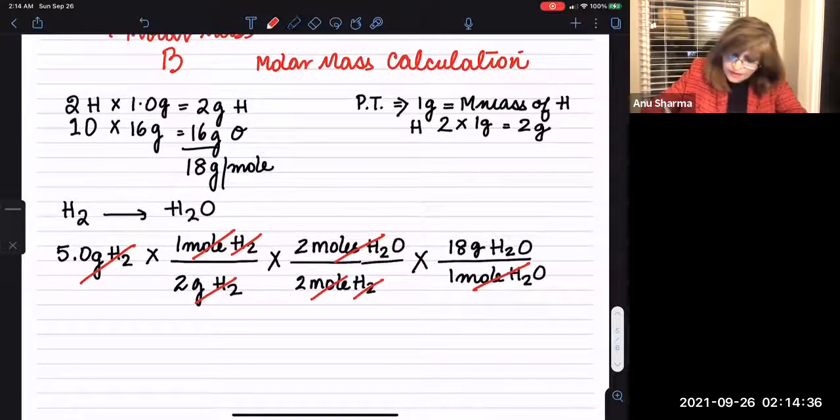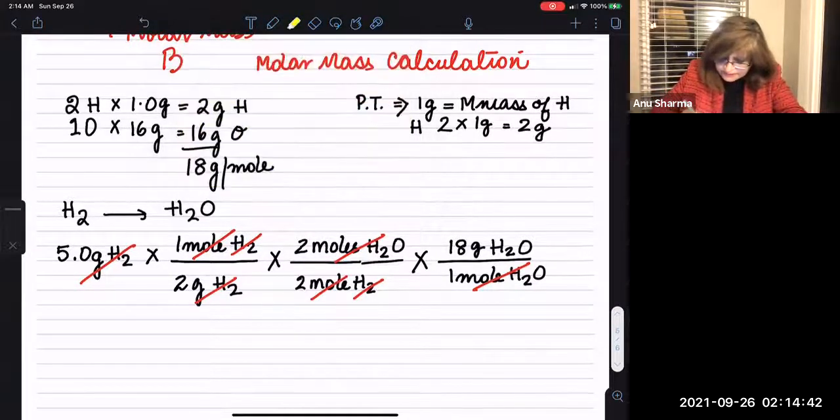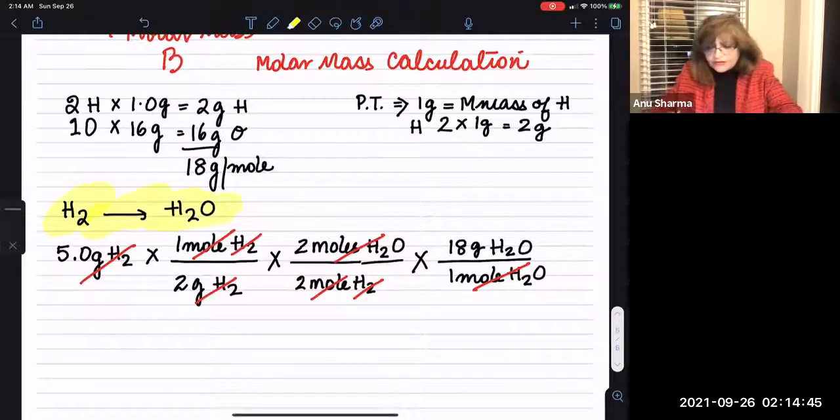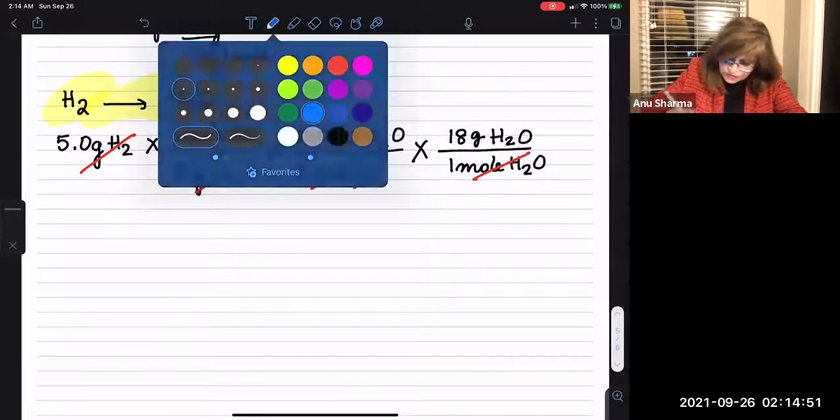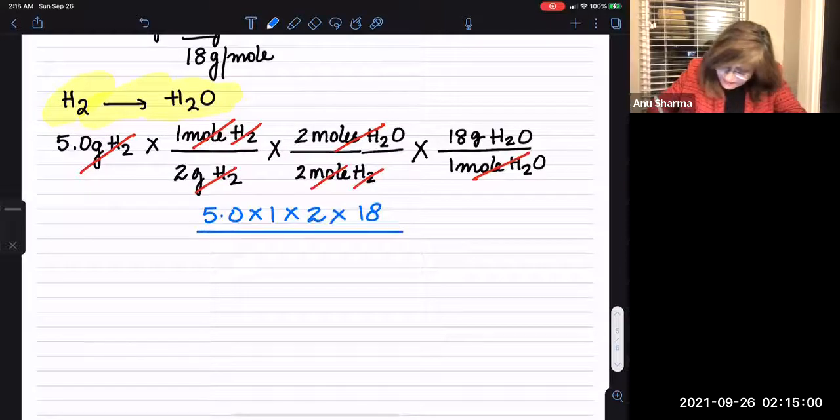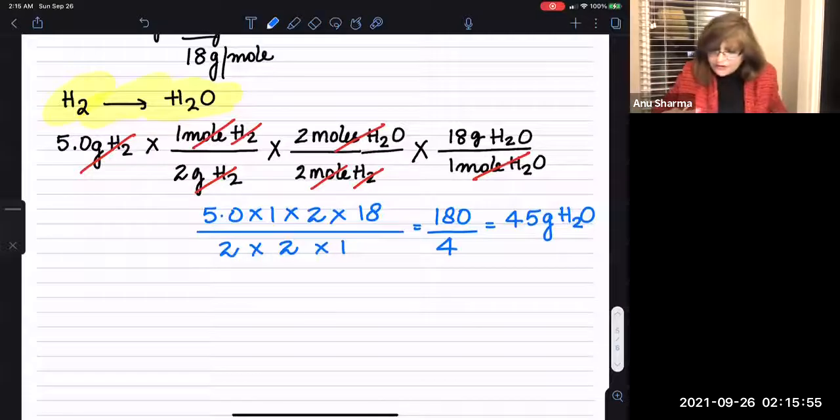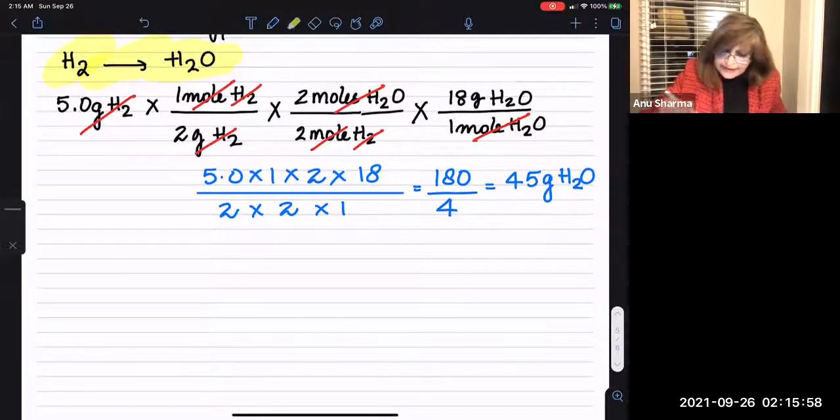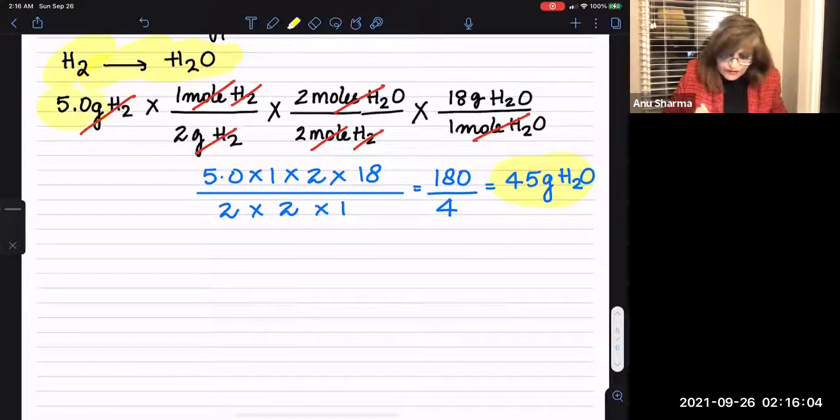Once you do that, you put it on the side and keep these 2 reactants, hydrogen, and how much water is produced. So this is what we are seeing now. After all these cancel out, we have 5.0 times 1 times 2 times 18 divided by 2 times 2 times 1. When you do the calculations, you get 45 grams of water when you use 5 grams of hydrogen.